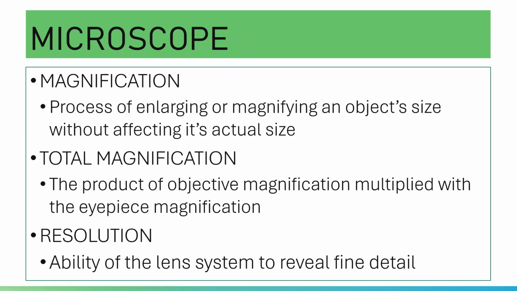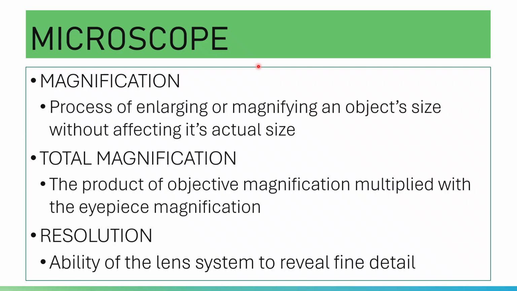Let's define some terms here. Still, you have your magnification. Magnification is the process of enlarging an object's size without affecting its actual size. This happens when we utilize the microscope. It also happens when we utilize a magnifying glass. Actually, your magnifying glass is a simple microscope. Magnification also happens when we zoom in to take a picture.